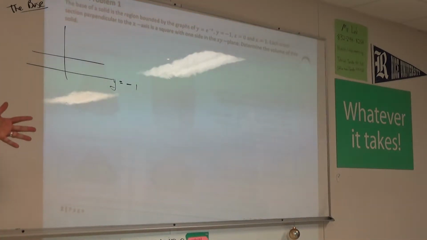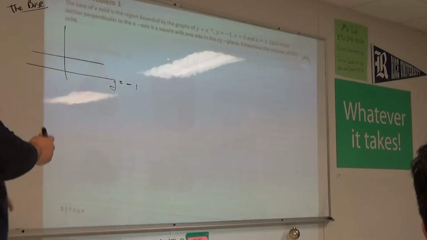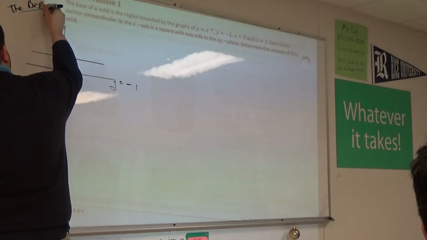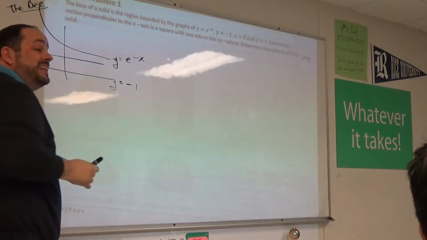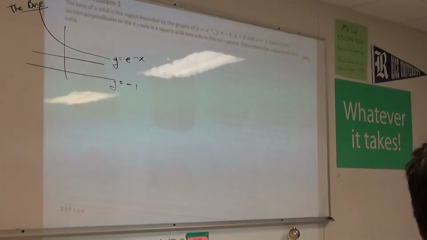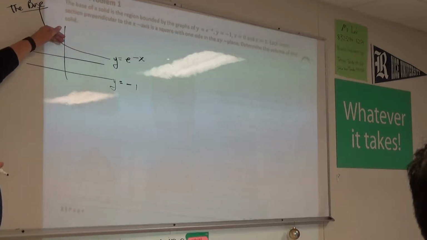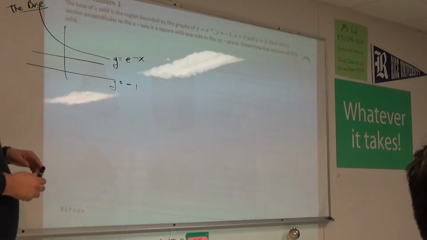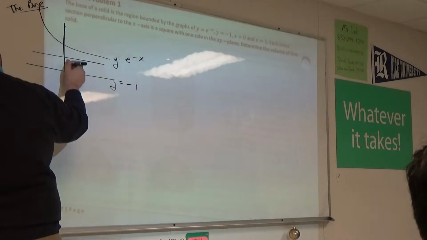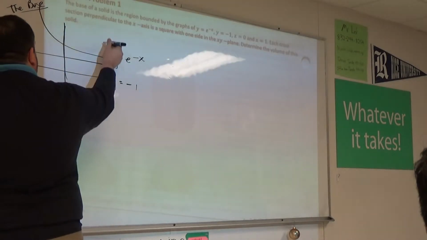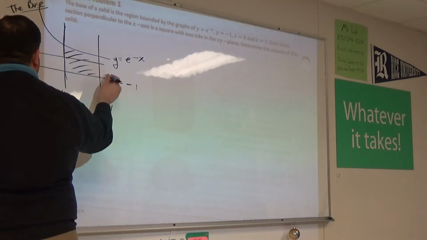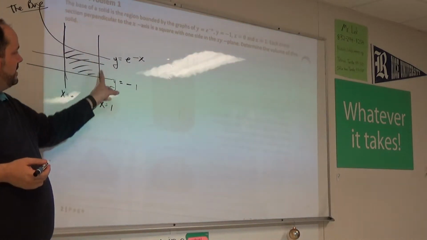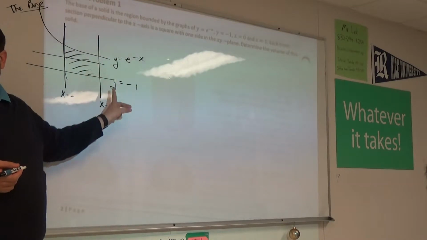We've got to build the base. We've got to build the flat thing. What else, Shepard? Y equals e to the power of negative x. So I'm going to continue to pick friendly shapes for you guys when we start building this base. Y equals e to the -x. We've got y equals -1. We have x equals 0. Here's x equals 0. And we have x equals 1. This piece here is your base.